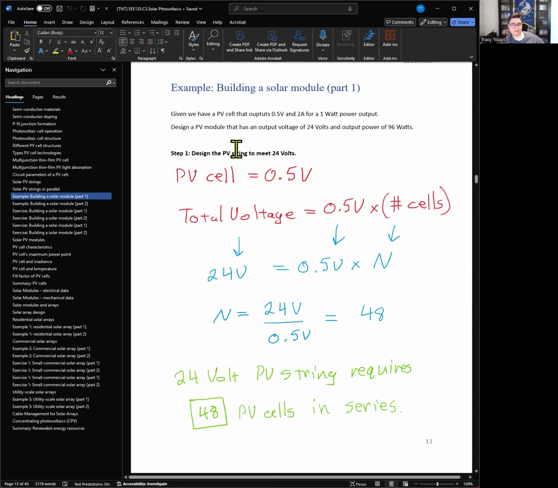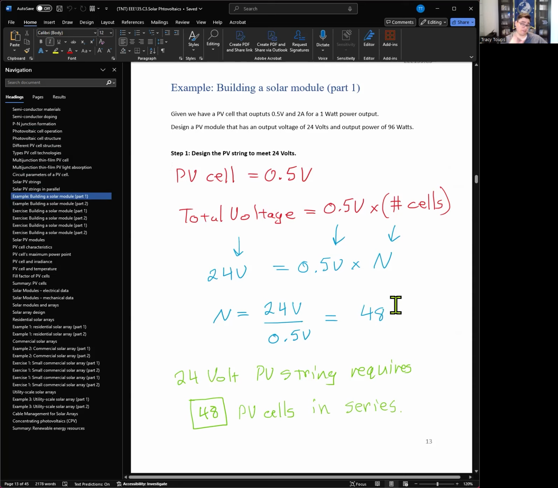So step number 1, we always look at the voltage source first. I know I need 24 volts right here. I have 0.5 volts per cell, so my total voltage of the system is always 0.5 volts times the number of cells in series. Well, I have 24 volts right here. I know I have 0.5 volts per cell, and as a number of cells, we just do some basic arithmetic. I need 48 cells in series.